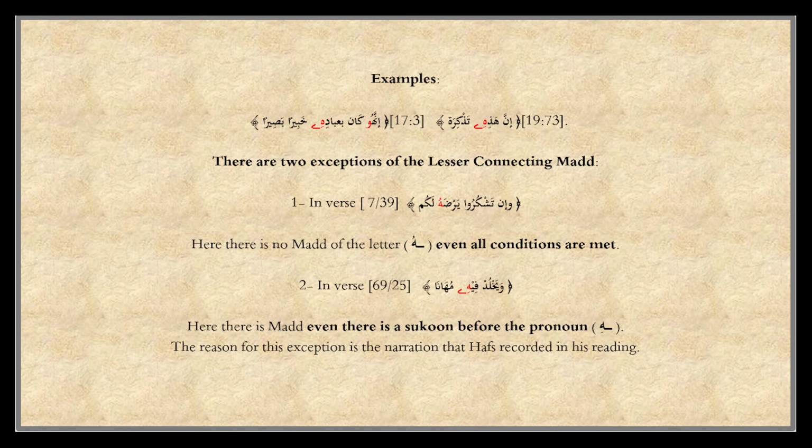So here we prolong. Here there is a mad, even though there is sukoon before the pronoun hi. So the conditions are not met, but we still prolong. The reason for these exceptions is that the narration that Hafs recorded in his reading is like this. So we have to follow the narration.